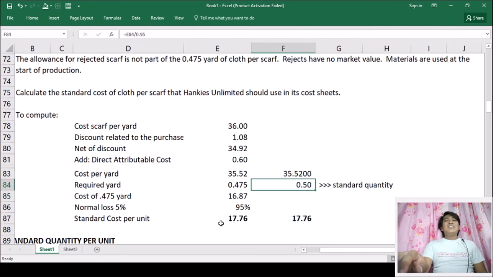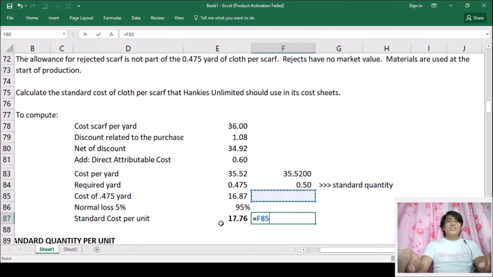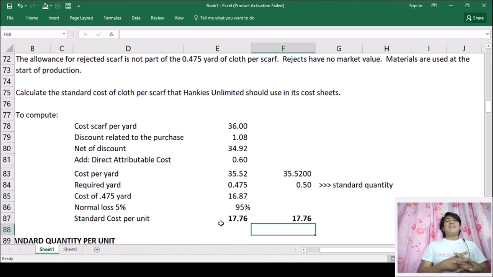So, that's the standard quantity. That includes the rejected scarf. Okay? So, that's 0.5, the standard quantity. If you multiply 0.5 by 35.52, that is 17.76. Take a look, 35.52 times 0.5, that is 17.76. So, whatever computation you use, it will come up with the same answer.